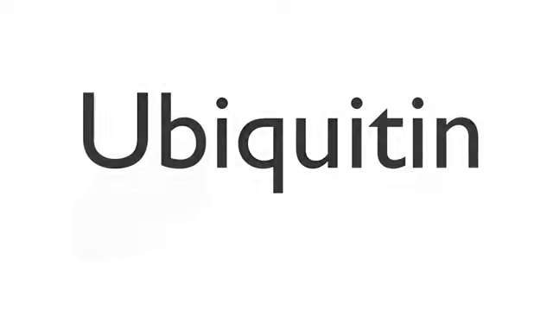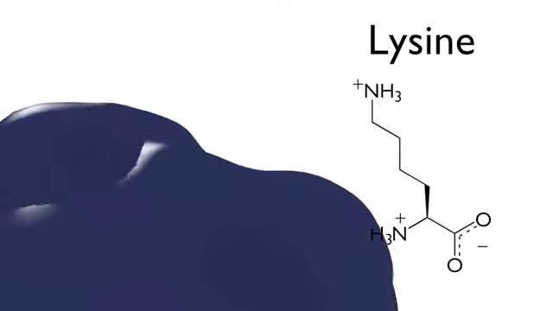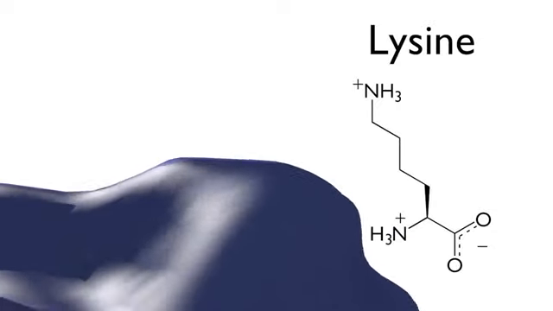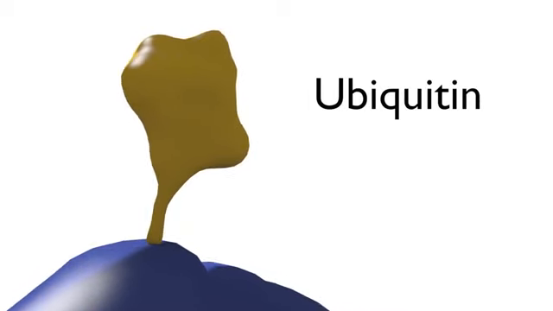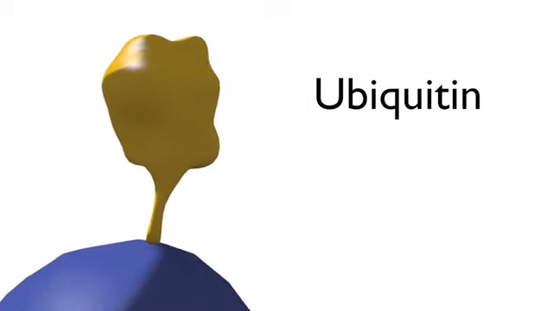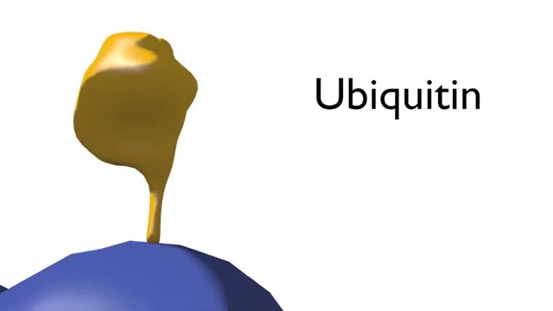Post-translational modifications are typically thought of as small chemical groups that are attached to protein side chains. Yet one class of modification involves the covalent attachment of an entire protein to lysine side chains on a target protein. The most common of these proteins is ubiquitin, a compact 76 amino acid protein found in all eukaryotes. Ubiquitin is covalently attached to lysine side chains in a process known as ubiquitination.